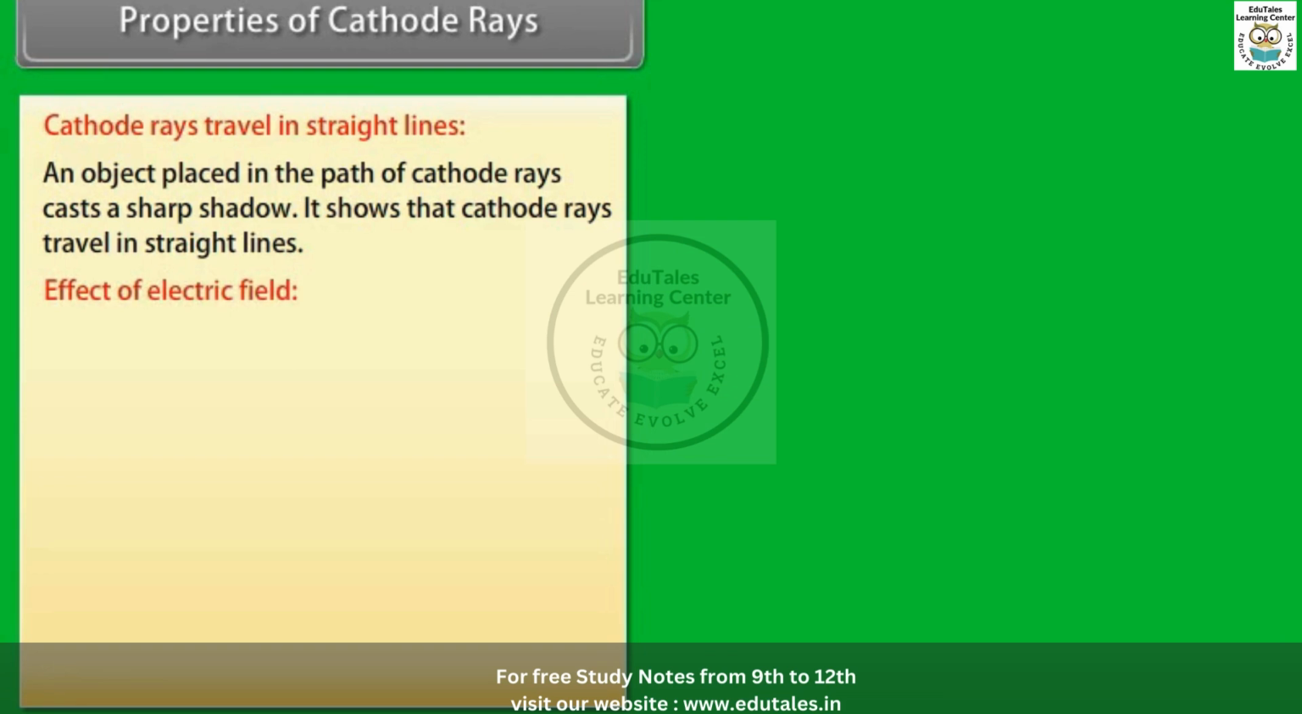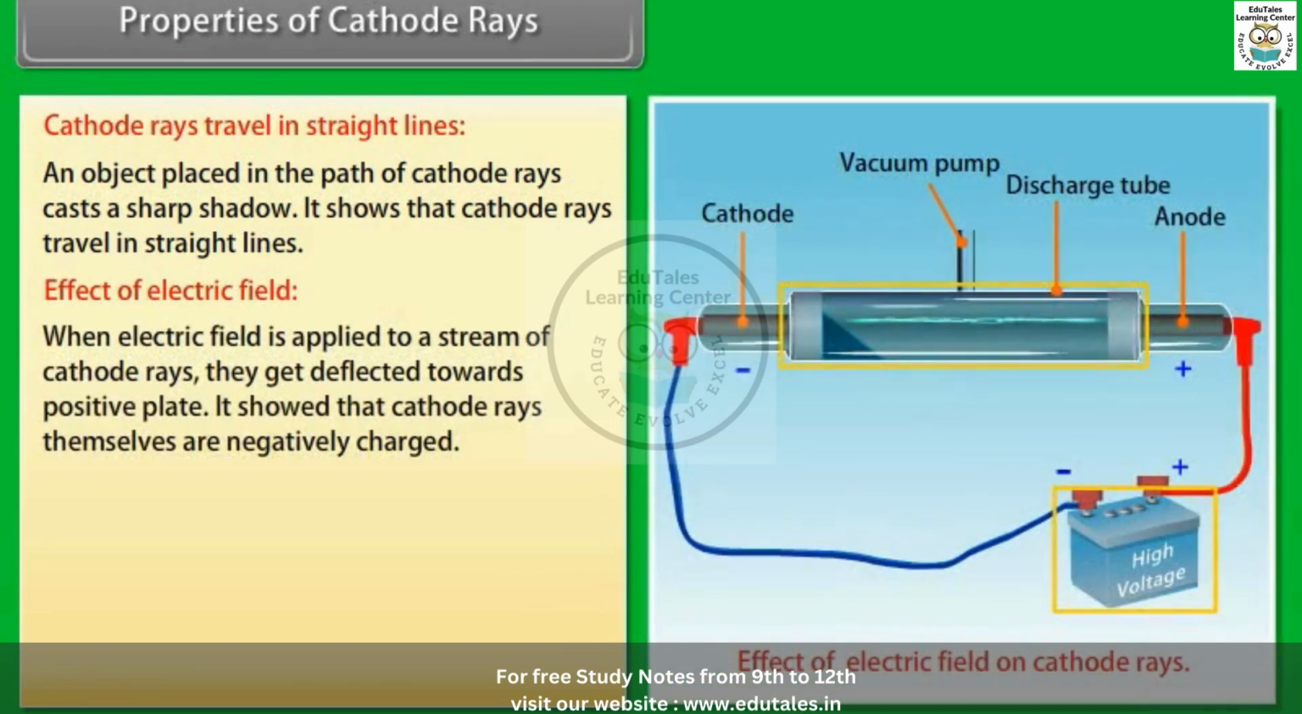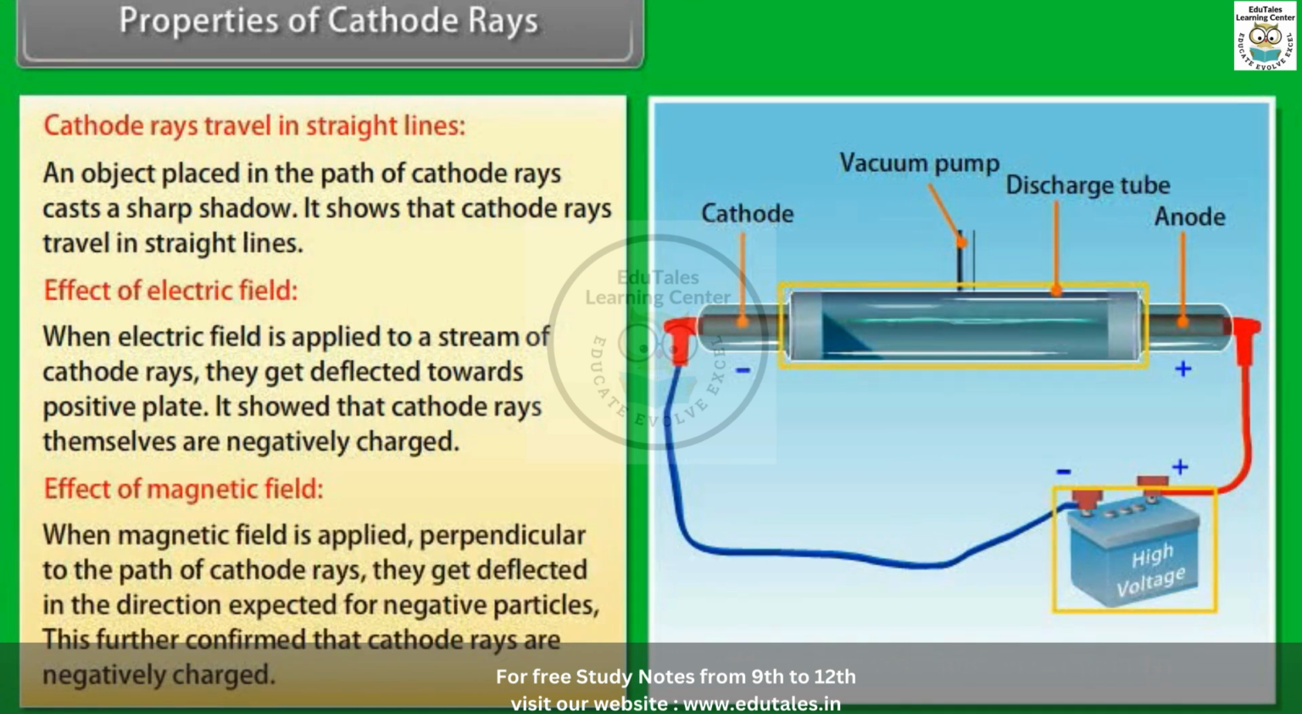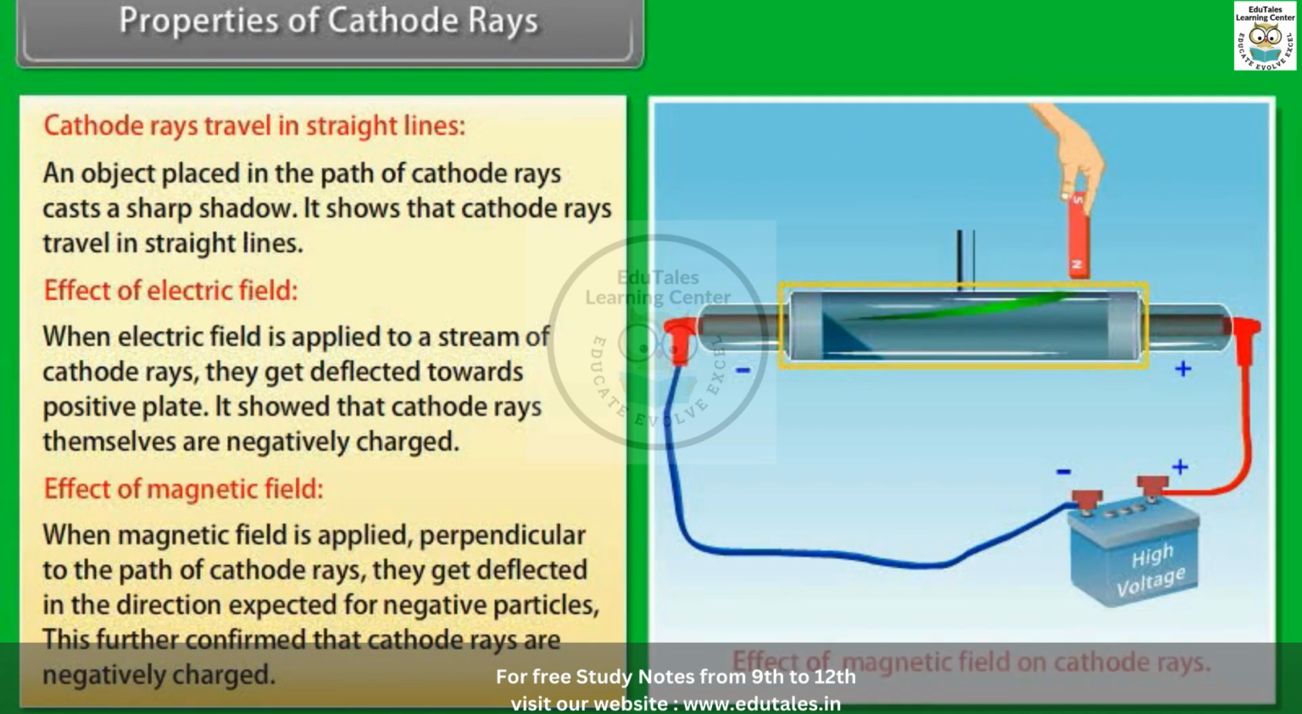Effect of electric field. When electric field is applied to a stream of cathode rays, they are deflected towards the positive plate. It showed that cathode rays themselves are negatively charged. Effect of magnetic field. When magnetic field is applied perpendicular to the path of the cathode rays, they get deflected in the direction expected for negative particles. This further confirmed that cathode rays are negatively charged.